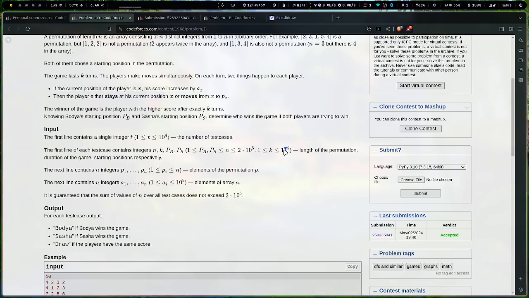The constraints are not good. K is 10 to the power 9. The program will crash. 2 into 10 to the power 4 n. So DP is not valid. So what will we do? Okay, what will we do?